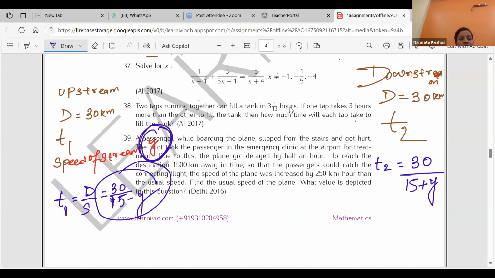Please make the equation by yourself that T1 plus T2 is equal to 4 plus 30 by 60. This 30 minute we are going to convert into hour. Now I'll be able to write. Please make the equation and tell me, are you able to solve the equation or not?